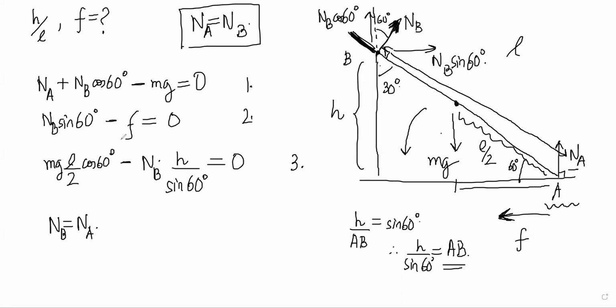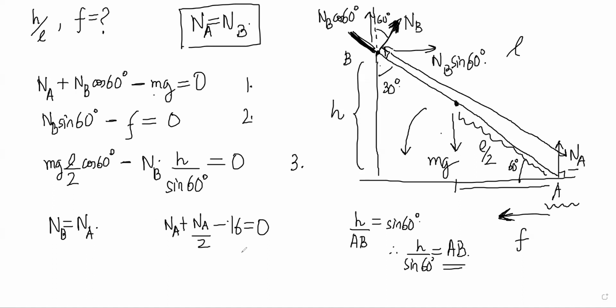So if NB is equal to NA, we can calculate everything now. The first equation becomes NA plus NA cos 60, which is half, minus mg. M was 1.6 kg, I think. The question had mentioned the weight of the thing. So yeah, 1.6 kg times g. So this is 16 is equal to 0.